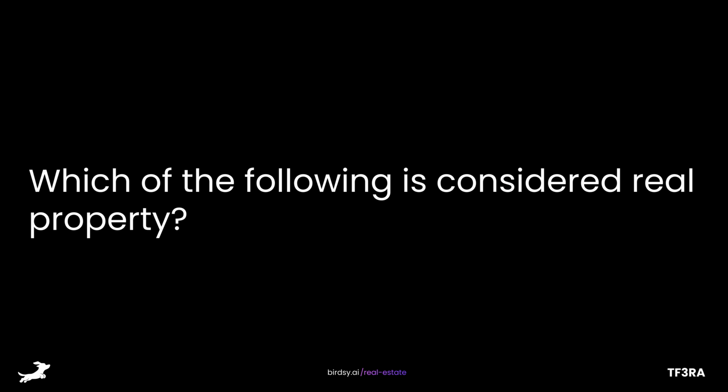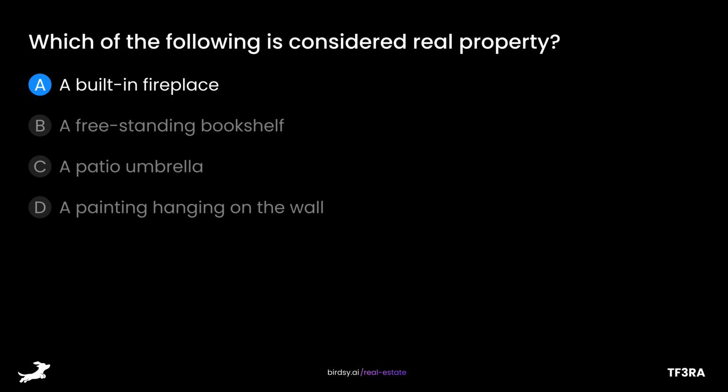Real versus personal property. Which of the following is considered real property? Is it A, a built-in fireplace, B, a freestanding bookshelf, C, a patio umbrella, or D, a painting hanging on the wall?